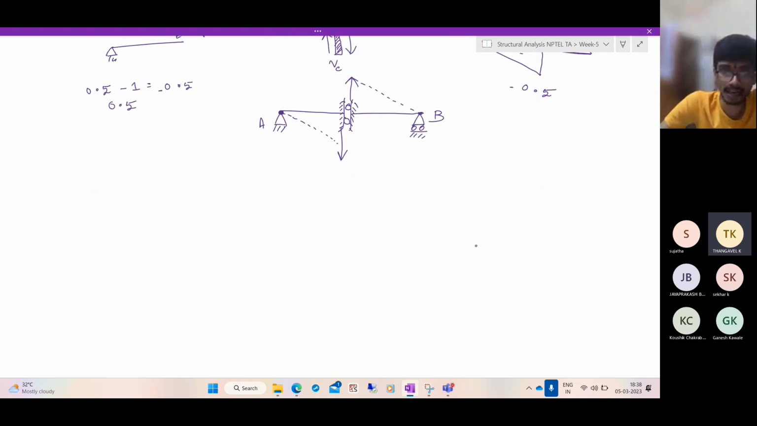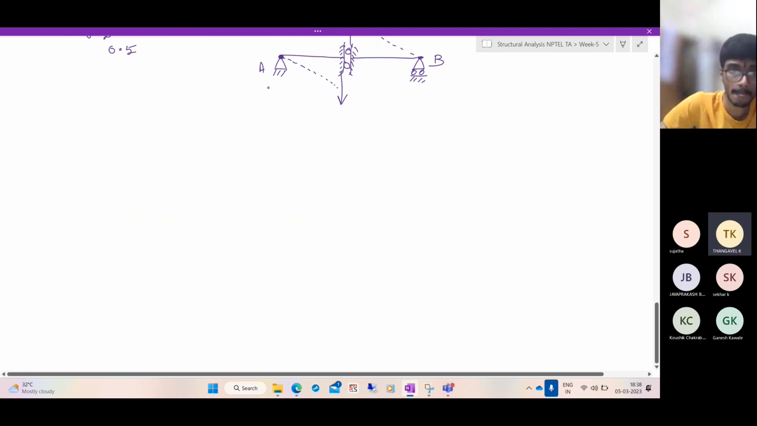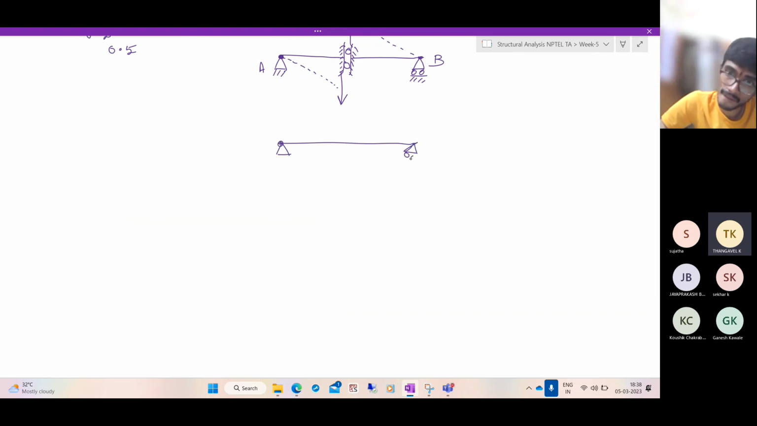Similarly, if we have a moment, say at the midpoint only, we have to find the moment at the point C. Again, cut out a small portion of the beam like this. On this, we have to apply this moment at the point C. Sagging moment is positive. And what else do we have?